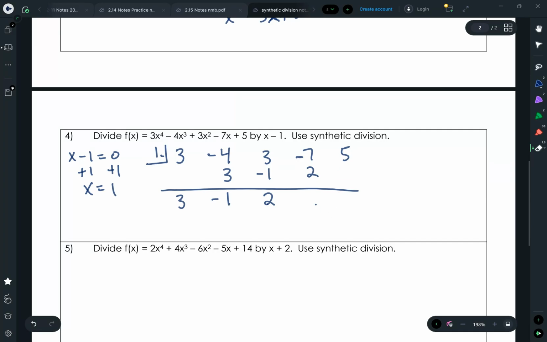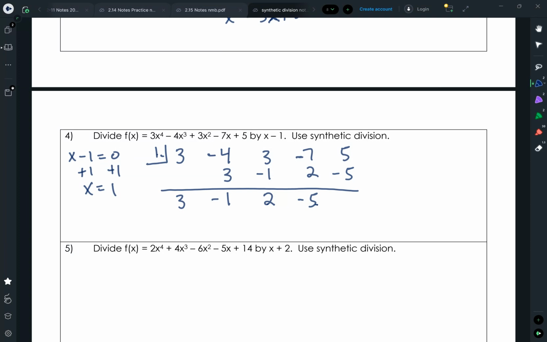So let's go ahead and add. Negative 7 plus 2 is negative 5. Negative 5 times 1 is negative 5. Add, I get a remainder of 0. So again, remember, because I started with x to the 4th power and my coefficients went with all my descending order of my exponents there, then this one's going to be 3x cubed. So my answer is going to be 3x cubed minus x squared plus 2x minus 5. So that's what happens when I divide.